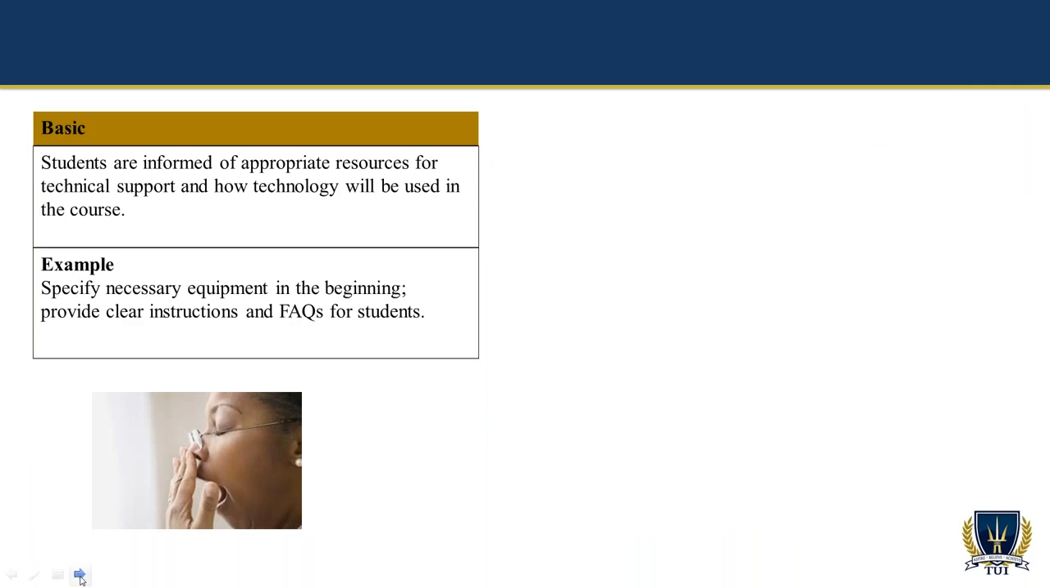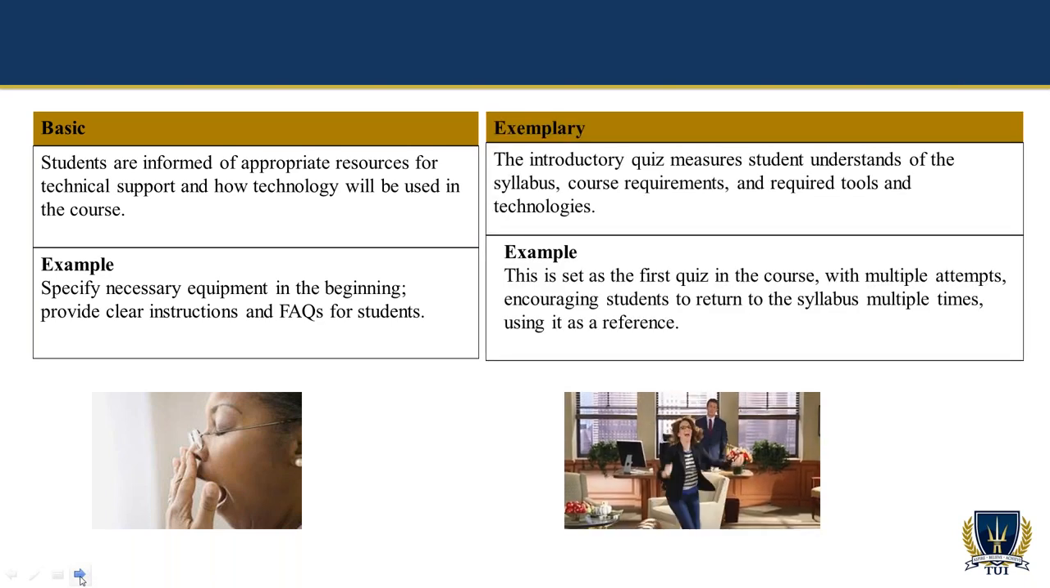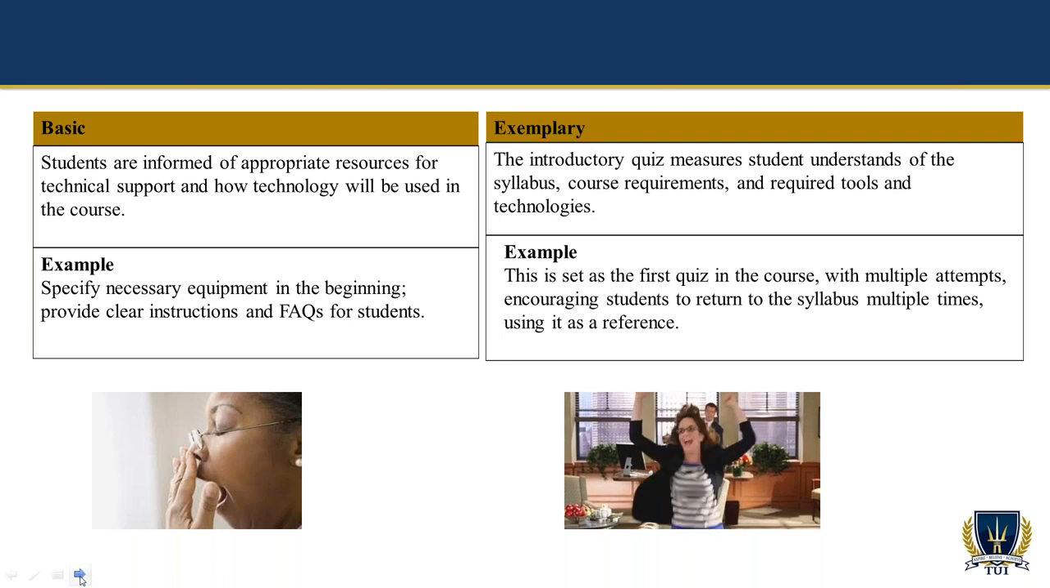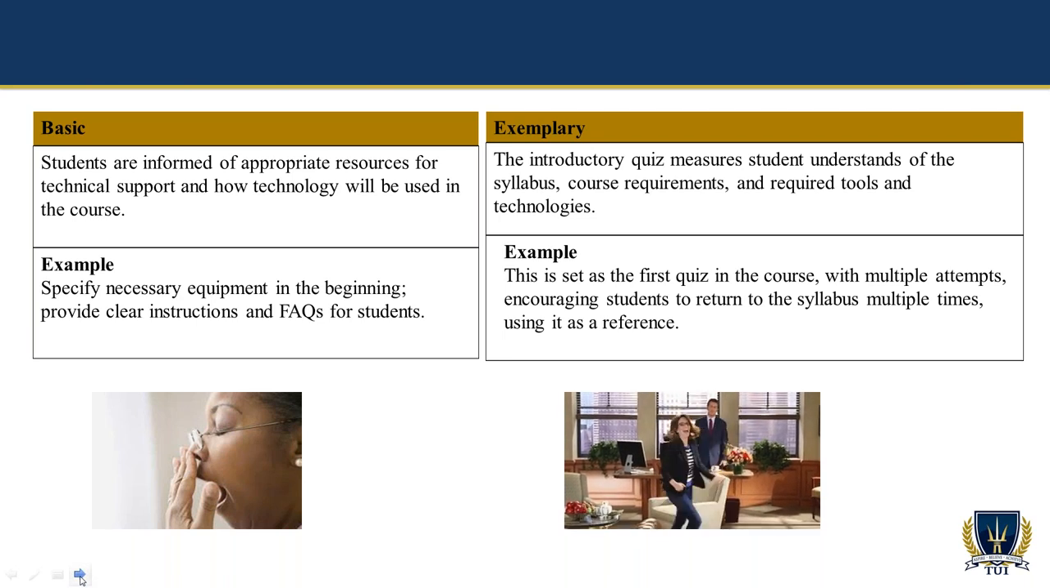In a basic practice, you will provide students with clear information regarding how technology will be used in the course. This is especially important for hybrid courses. In an exemplary practice, you would include students being tasked to complete a syllabus quiz to have a better understanding of course policies and of course structure. This is achieved by the first quiz in a course having multiple attempts, and that encourages students to return to the syllabus multiple times, using it as a reference.